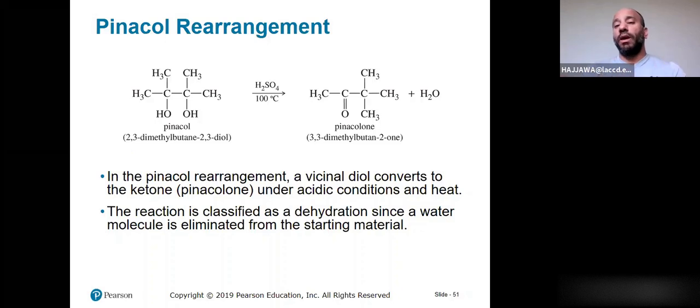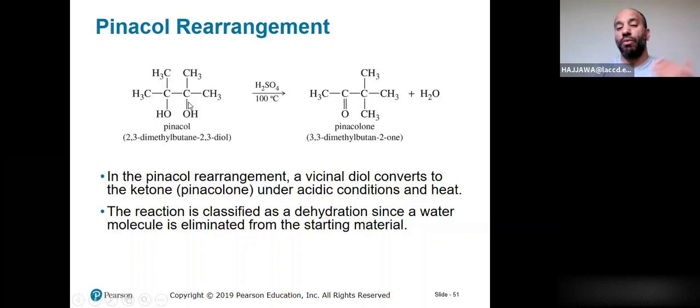Pinacol rearrangement to give me pinacolone, it's actually an interesting reaction. Of course, those two reactions only happen when you have a vicinal diol, not a geminal diol. Vicinal diol means I have two OHs on two adjacent carbons. So what's going to happen? In presence of sulfuric acid and heat, I'm going to see a diol giving me a ketone structure. What you end up doing is kicking off one of the OH, and not only that, CH3 will be rearranged to the other carbon.